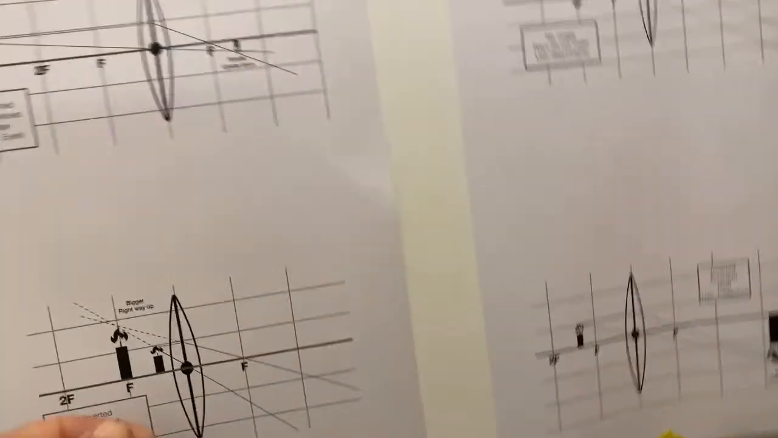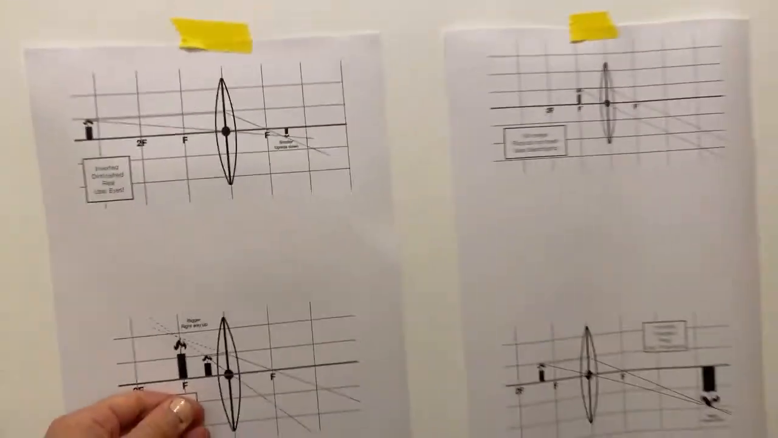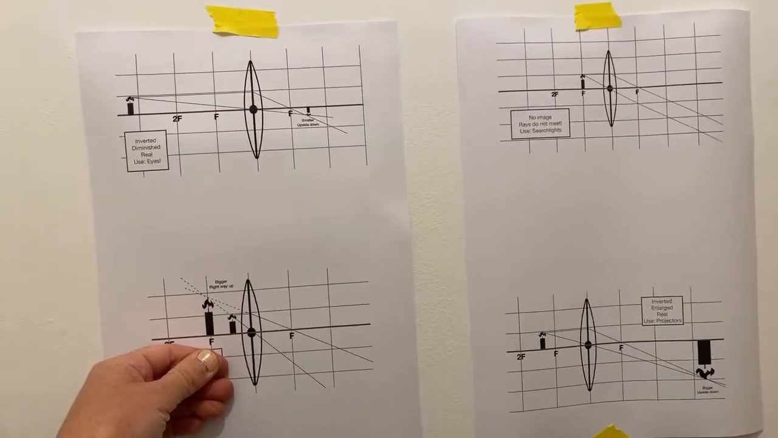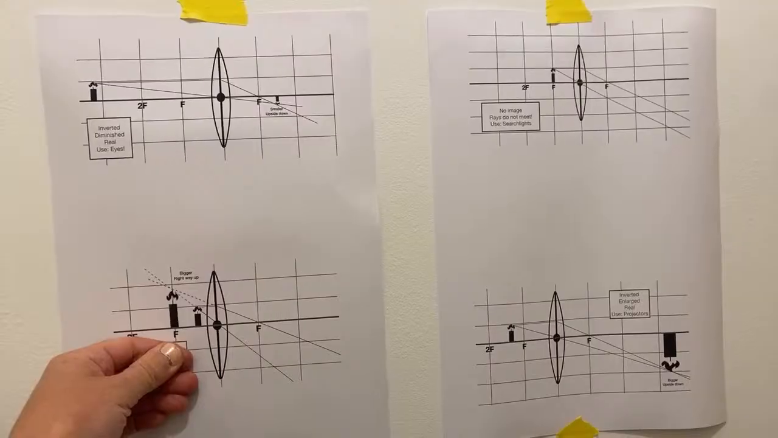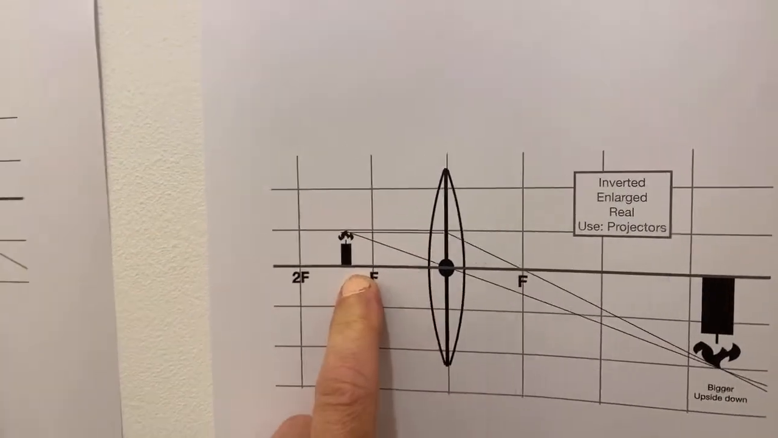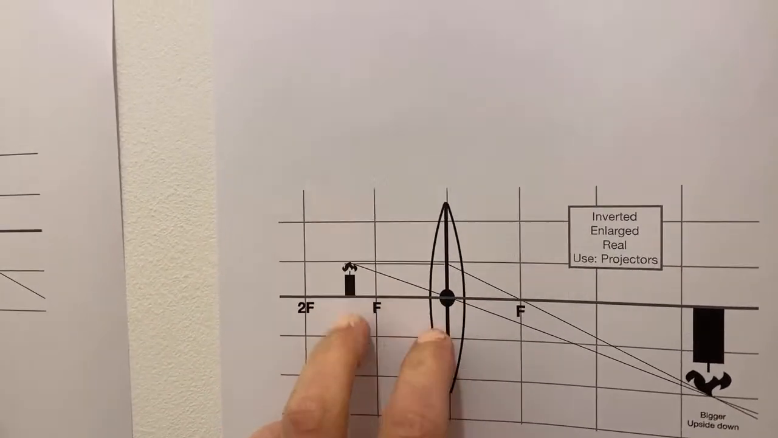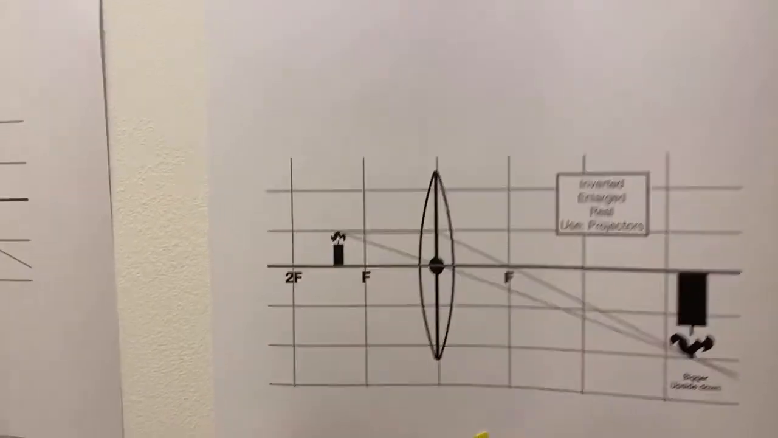Stunning. Beautiful. So which one of these options is it? Can you pick it out from here? We've ended up with an image which is enlarged and inverted, it's upside down, and it can be projected onto a screen. So it must be this one, right? We've managed to position it so that our candle is just over one focal length away from our magnifying glass. Let's do the next one.